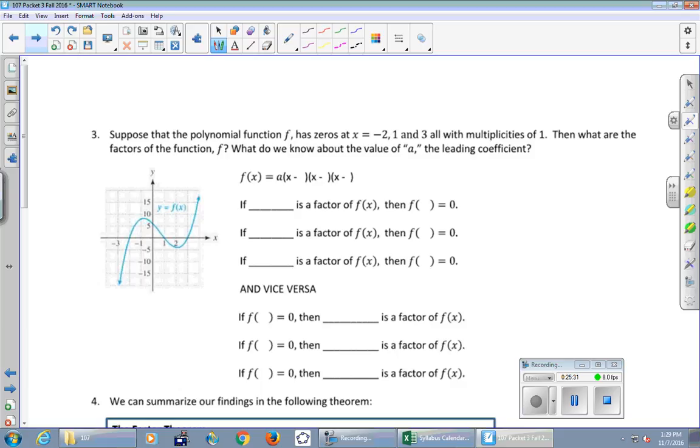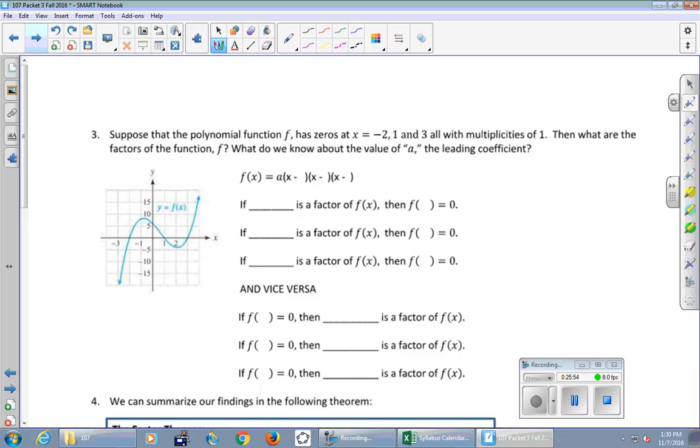And we've got one more theorem that we're going to build today. This one's going to go pretty quick. It's an important one, but it's easy to get mixed up on it. So let's make sure we get this solid here. Suppose that the polynomial f has zeros at x equals -2 and 1 and 3, all with multiplicities of 1. What are the factors of the function f, and what do we know about the value of a?